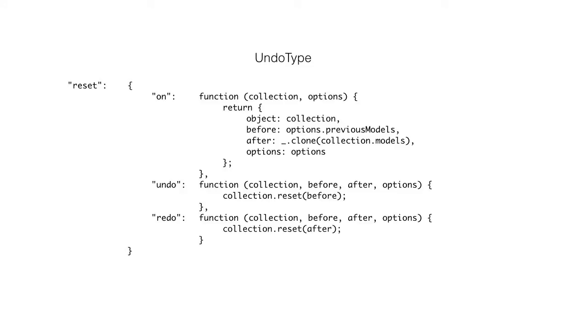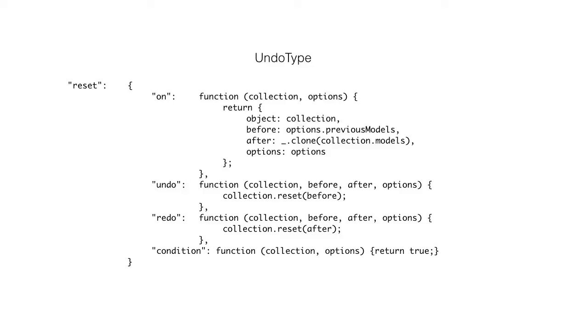Now, optionally, you can set a condition property that decides whether the on function gets called at all. It's always true by default. You can set it to false if you want to prevent undo actions from getting created. You can also set this to a function. This function gets the same arguments like the on function, so it can check the arguments and then decide if an undo action should be generated or not.